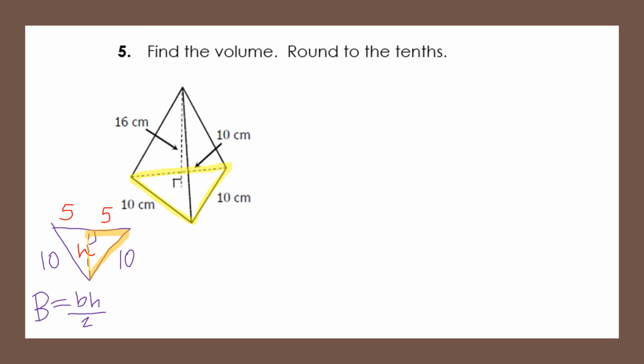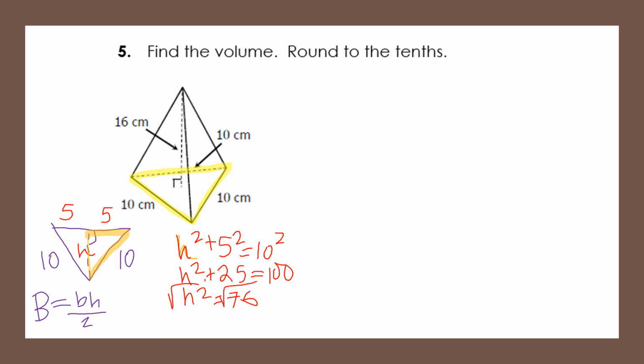That is a right triangle, which means we can use the Pythagorean theorem to find the height. So h squared plus 5 squared, those are the two legs. 10 is the hypotenuse. 5 squared is 25. 10 squared is 100. If I subtract 25, I'm going to get 75. And if I square root 75, I am going to get 5 root 3.